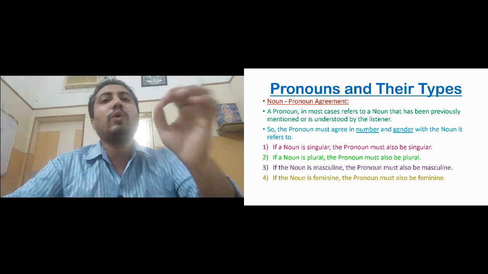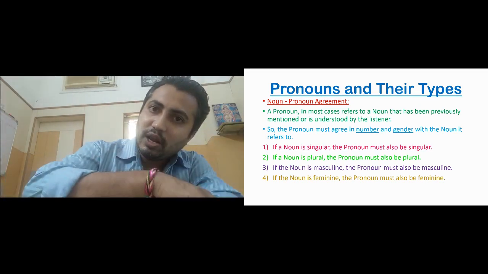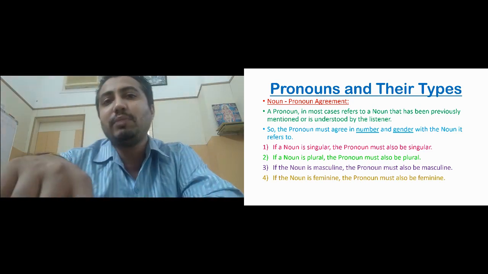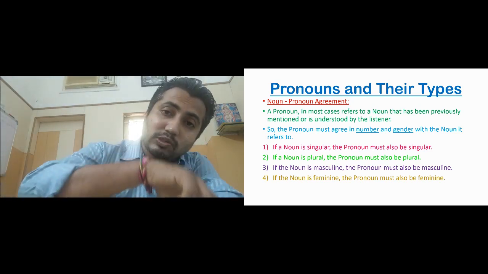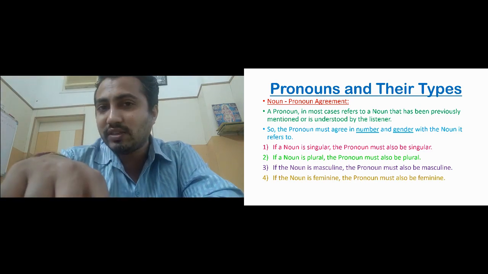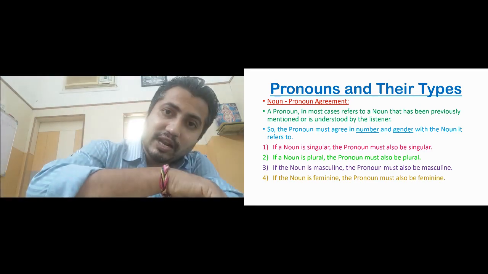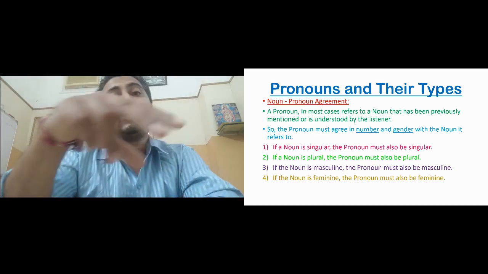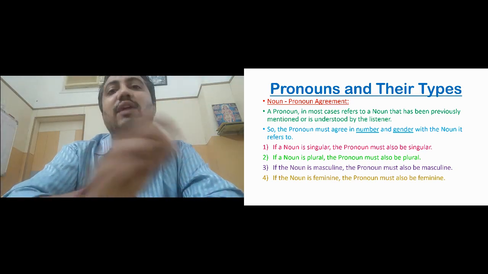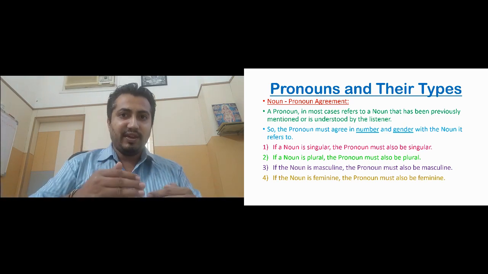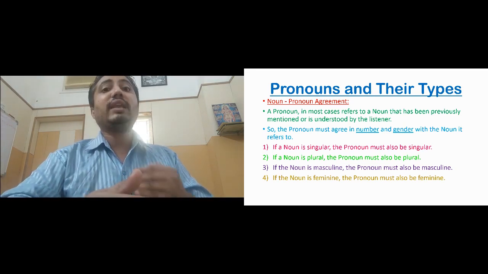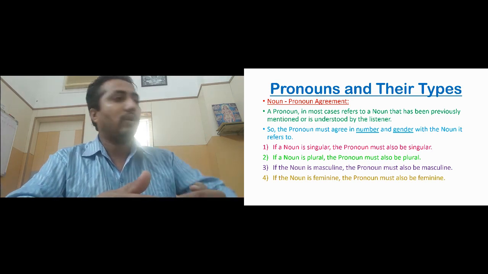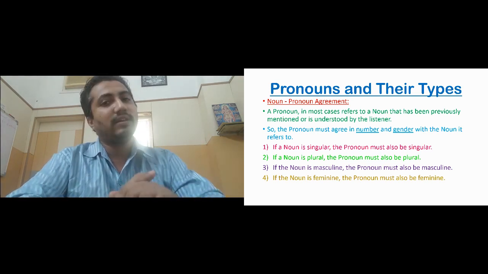That is called noun pronoun agreement. If the noun is singular, the pronoun also has to be singular. If the noun is plural, the pronoun also has to be plural. If the noun is masculine gender, the pronoun also has to be masculine gender. If the noun is feminine gender, the pronoun has to be feminine gender. If the noun is neuter gender, the pronoun also has to be neuter gender. In every way the pronoun should be in agreement with the noun. This is the idea behind this part.